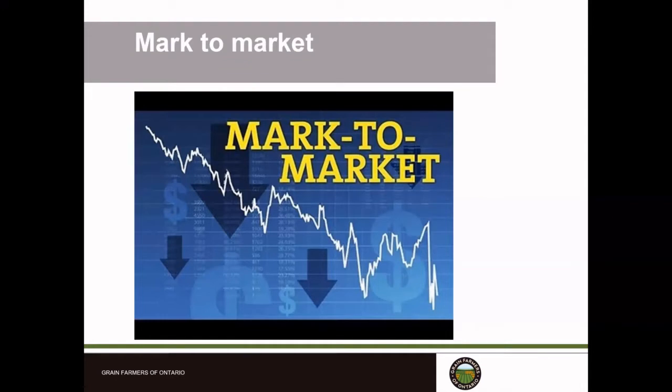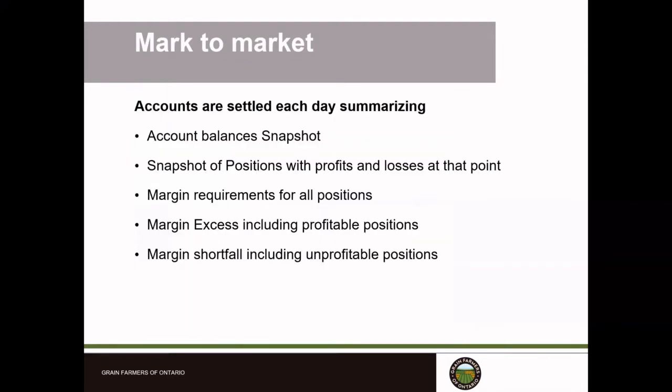So we're going to go through mark-to-market. And again, mark-to-market means basically, in a nutshell, that accounts are settled each day like a snapshot photo. So the market closes today. Each account is analyzed, but just as a snapshot. So account balances will show at the close of day where they were. Now, this is a moving target. So in other words, what you see could be different tomorrow morning.